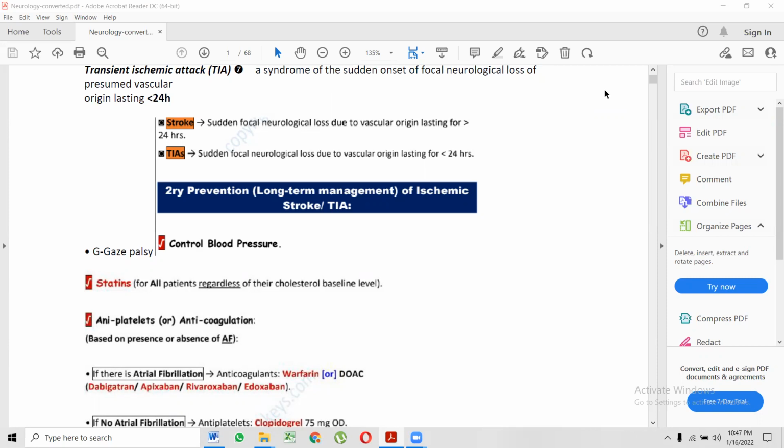Now, what are the causes of stroke? The causes of stroke can be a thrombus in the carotid artery, or it can be an embolus that is traveling from somewhere else to the blood vessels of the brain. Can any one of you tell me from which part of the body a thrombus can travel to the brain?